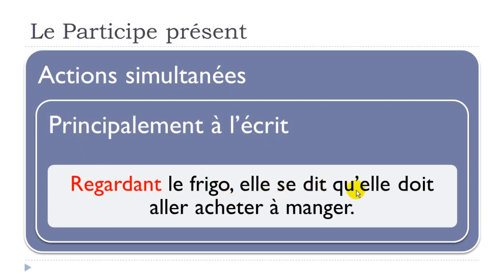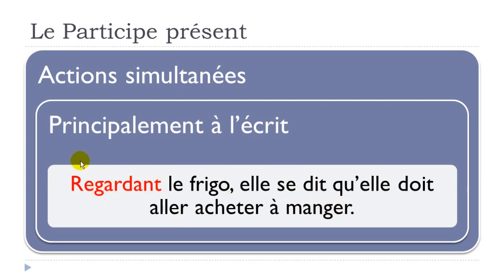Elle se dit qu'elle doit aller acheter à manger. Okay, so she tells herself, if you want, that she must go and buy some food. Donc, regardant le frigo, elle se dit qu'elle doit aller acheter à manger. Okay, so in that case, when you put this participe présent here, clearly it's because you want to say that this first thing here and the second thing here, they are happening at the same time.